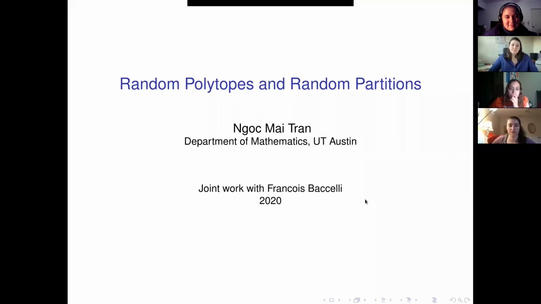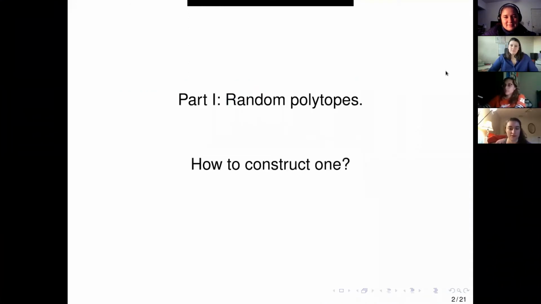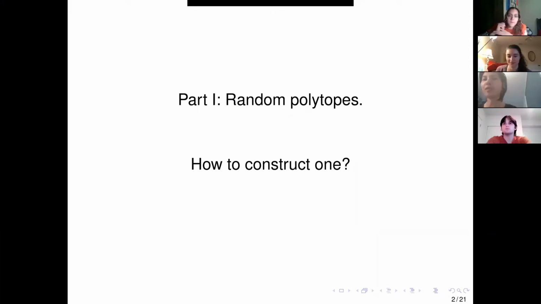Yeah, okay. So today I'll talk about random polytopes and random partitions. Okay. So first of all, do we all know what a polytope is? Anybody? Do I need to explain what it is, or do you have an idea what a polytope might be? Just feel free to unmute and say it. Could you explain it? What is a polytope?